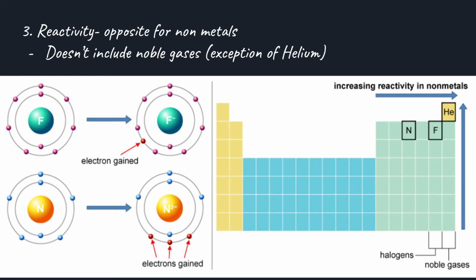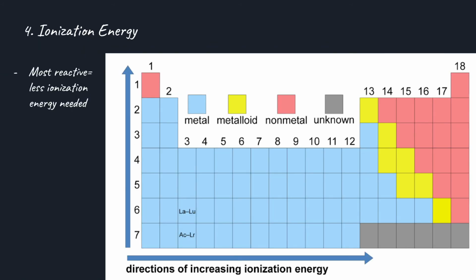Okay, now ionization energy. So ionization energy is just the amount of energy required to remove a valence electron from an atom. Pretty much what we were talking about before. So, in other words, how much energy it takes to make an atom an ion.